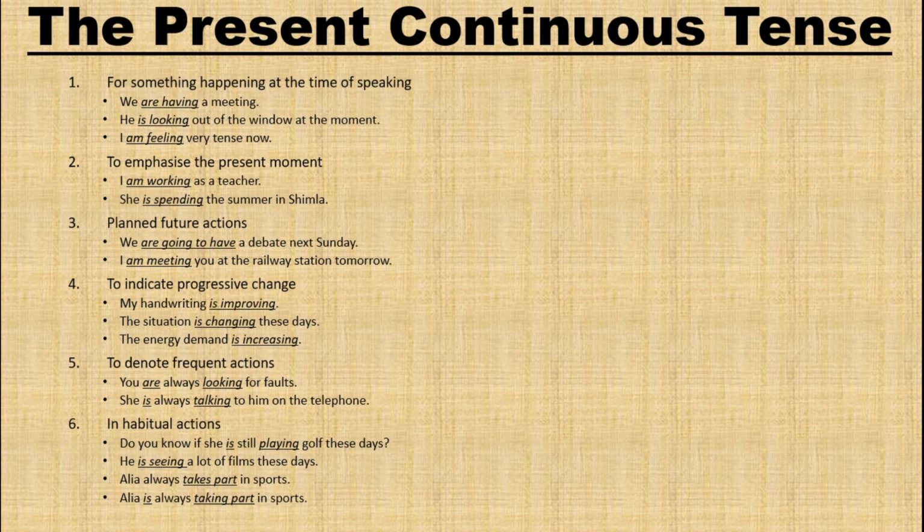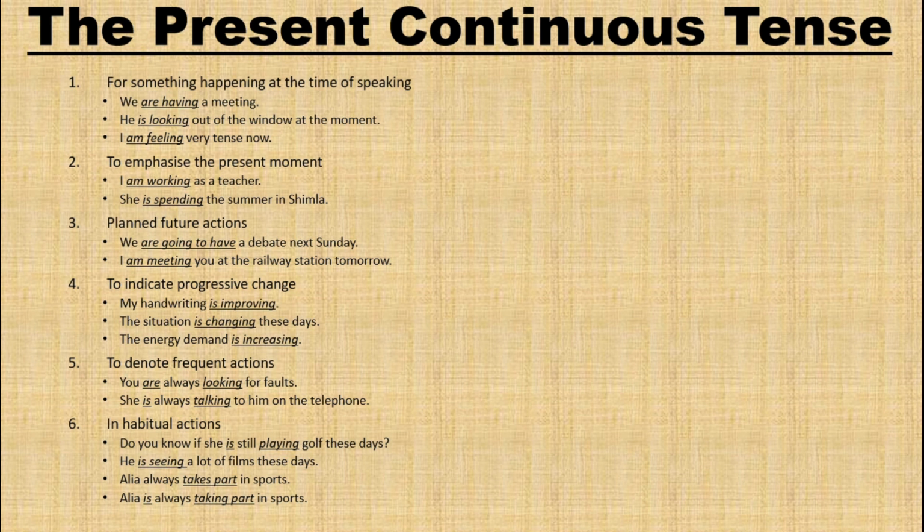Alright? To denote frequent actions. This tense together with adverbs of frequency such as always, repeatedly, constantly, forever, etc. can be used to emphasize how often the action takes place. This is often done to express disapproval or annoyance. Alright? You are always looking for faults. Are and looking becomes the present continuous. She is always talking to him on the phone. Is and talking becomes the present continuous, because these are situations when the person is expressing disapproval or annoyance.